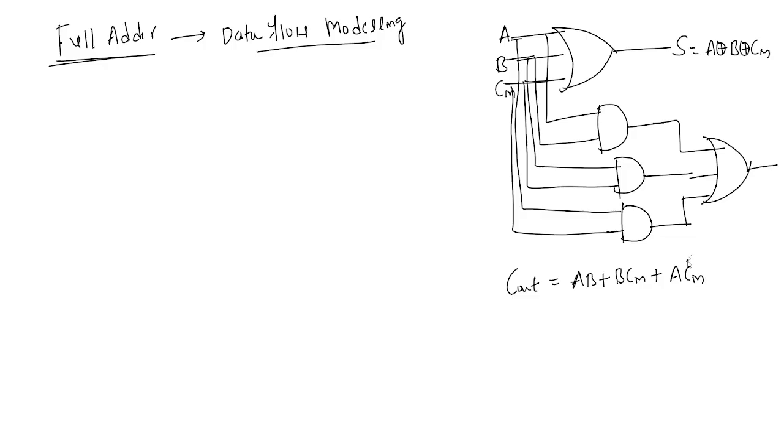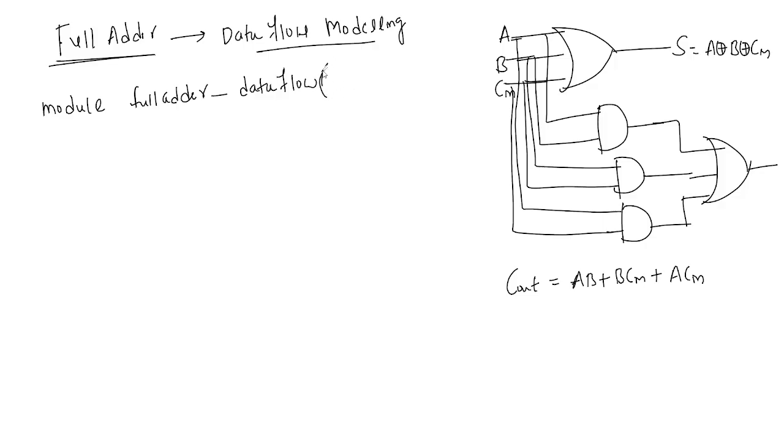So this program I need to write by using data flow modeling. How to write the code? The Verilog code will start with module and module name. What is my module name? Let us take full adder underscore data flow. So I'm using method 2, or you can use method 1 also.